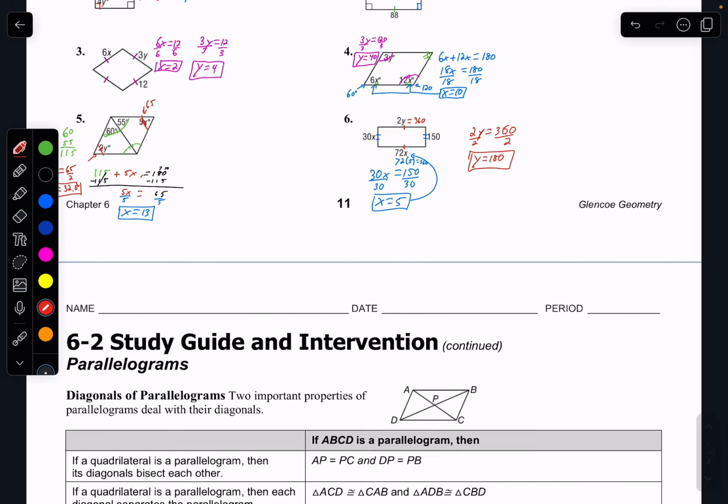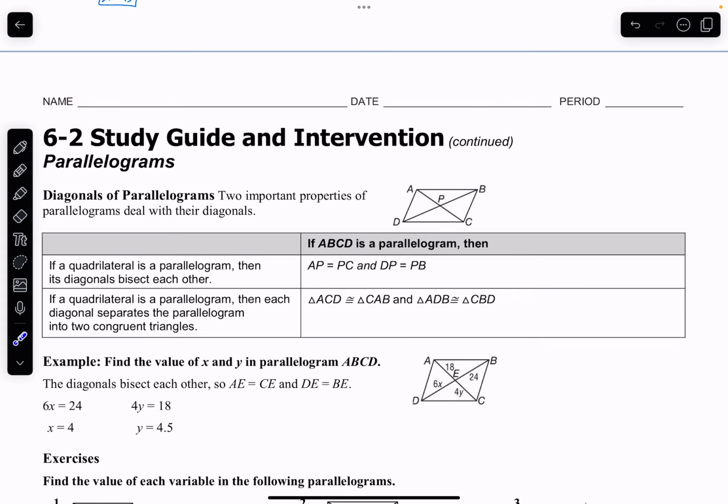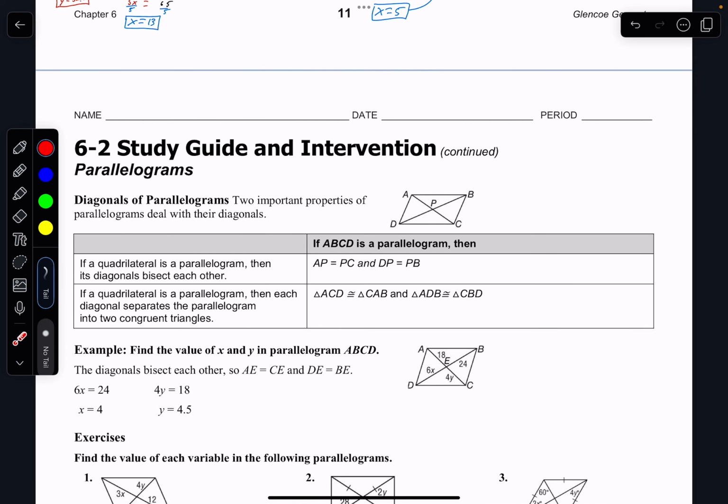Now let's learn a little bit more. Diagonals of parallelograms. Two important properties of parallelograms deal with their diagonals. If a quadrilateral is a parallelogram, then its diagonals bisect each other. And it says AP equals PC, DP equals PB.